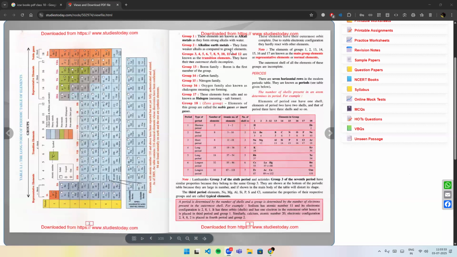A period is determined by the number of shells and a group is determined by the number of electrons present in the outermost shell. For example, sodium has atomic number 11 and its electronic configuration is 2, 8, 1. It has 3 orbits or shells and has 1 electron in the outermost orbit. Hence, it is placed in third period and group 1. Similarly, calcium, atomic number 20, electronic configuration 2, 8, 8, 2, is placed in fourth period and group 2.